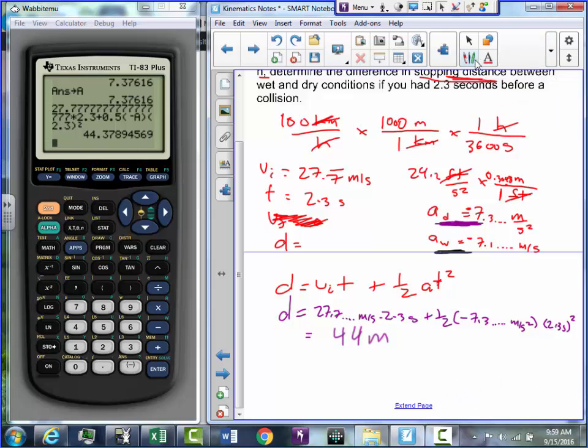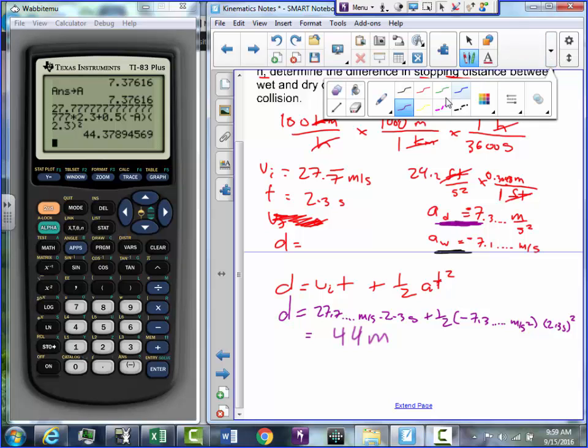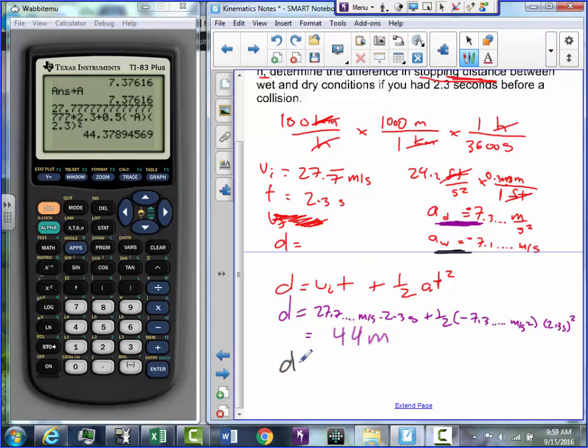So let me do that one in black now. You still use your 27.7. You still use your 2.3 seconds. Now this number is the negative 7.1 number and 2.3 seconds squared. Sorry, I'm running out of room.